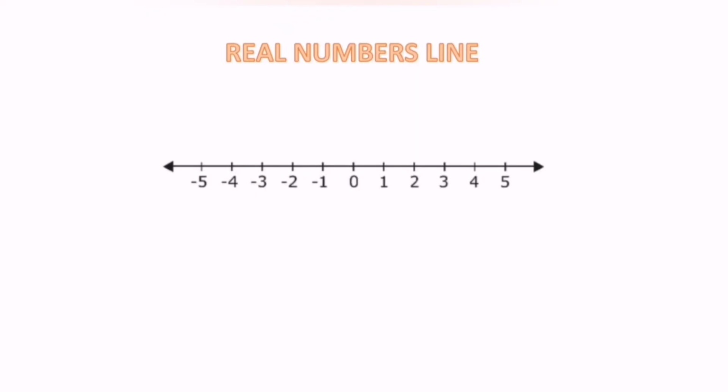In this video, we are going to discuss the real number line. This is the number line and we have a 0 in the middle, positive integers on the right, and negative integers on the left. When we move towards the right of the number line, the numbers keep increasing. And as we move towards the left, the numbers keep decreasing.